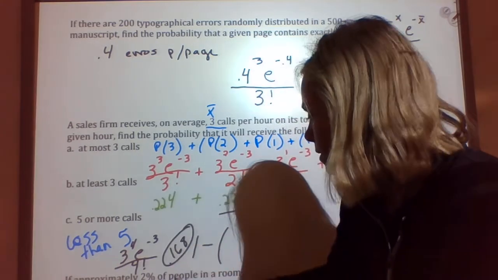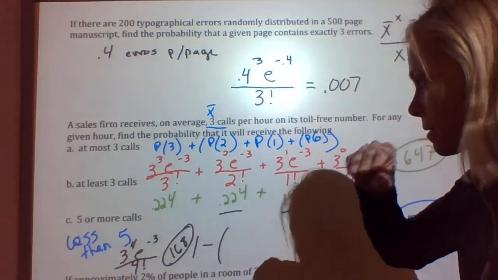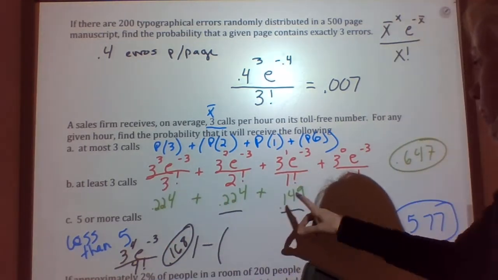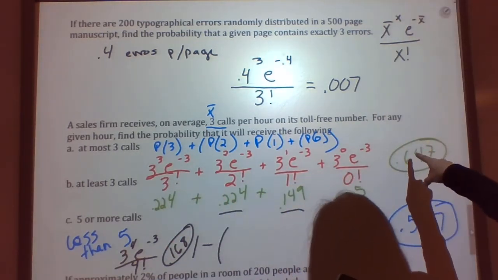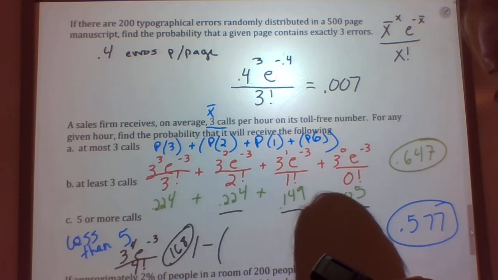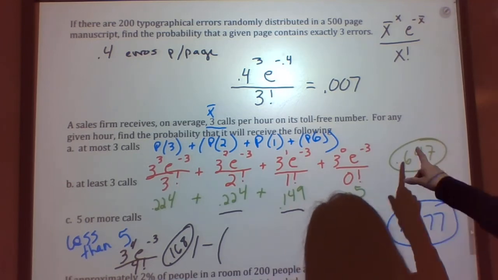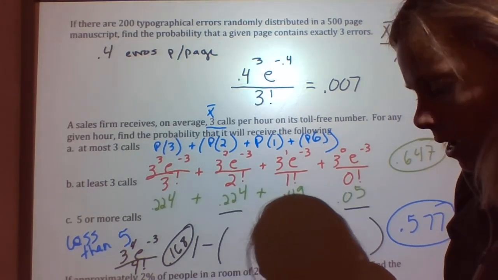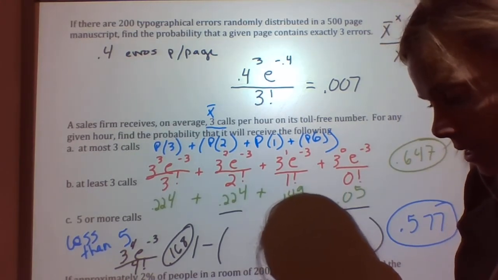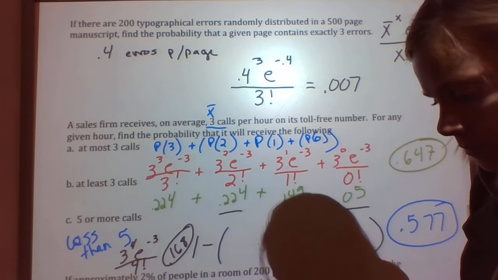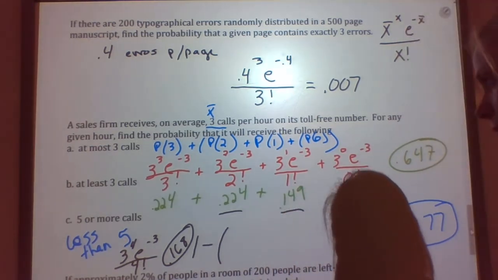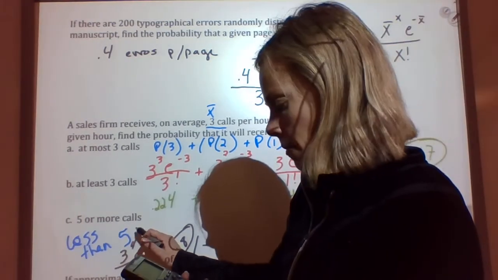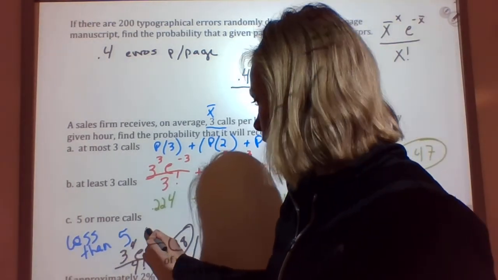So I'm going to take 0.168 plus the 3210, which we already added those. That was the first one up here. So 0.647 plus the 1 more, 0.168. And then I'm going to do 1 minus that. So 5 or more would be 0.185.